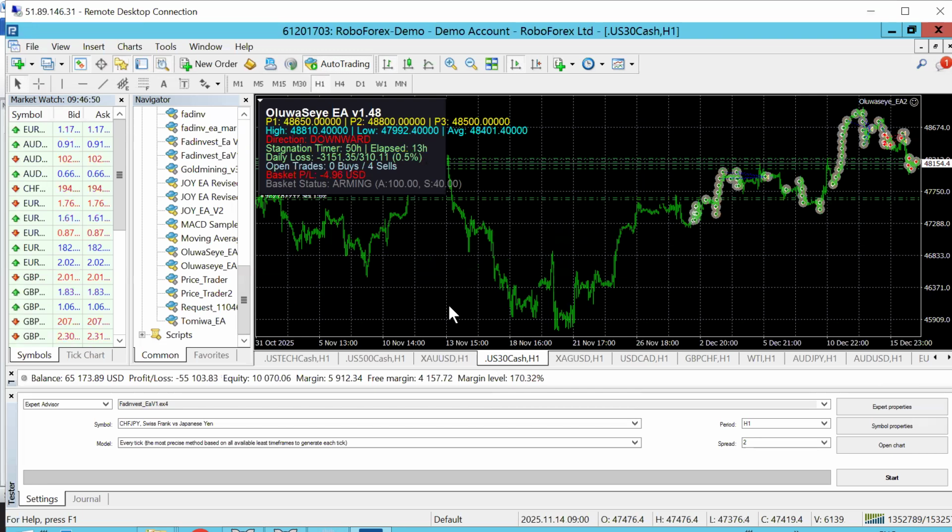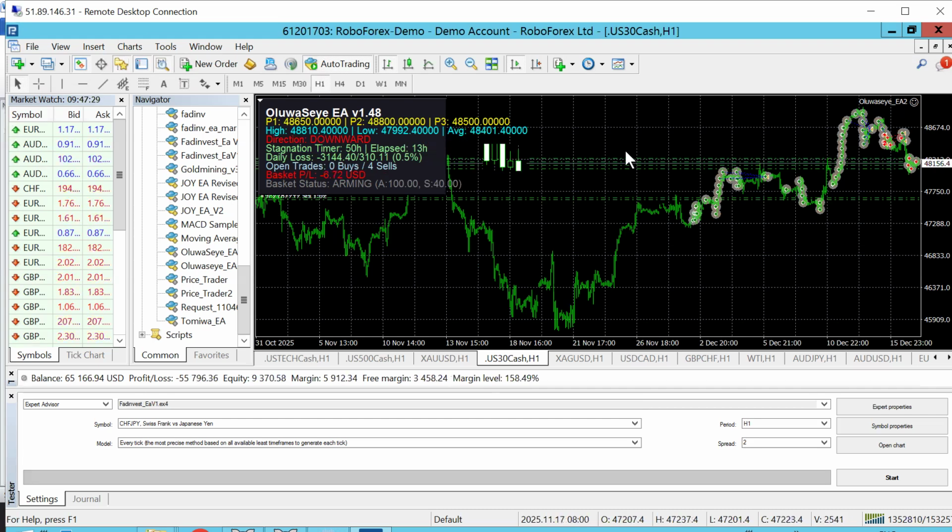So just like I said, look at this one, the P1, P2, P3. Look, the current high is 48,810, which is above our current highest at P2, which is 48,800. And our lowest is now 47,992, which is also below the lowest of P1, P2, P3. Our lowest was 48,500. So you can see the current average is 48,400, so the average now is between 48,400 and our lowest from P1, P3, which is 48,500.